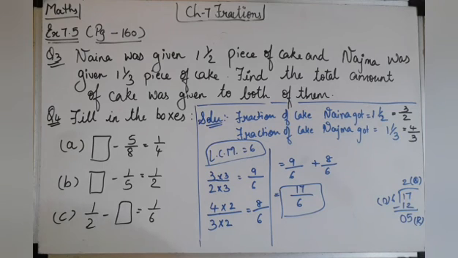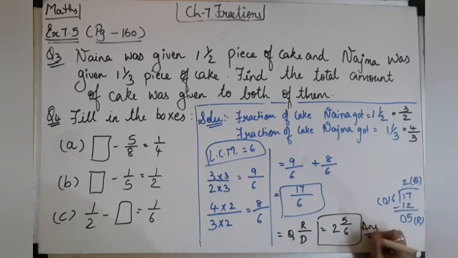So we can also write it in mixed fraction form: quotient, remainder upon divisor. The quotient is 2, the remainder is 5, and the divisor is 6. Here we got the answer.